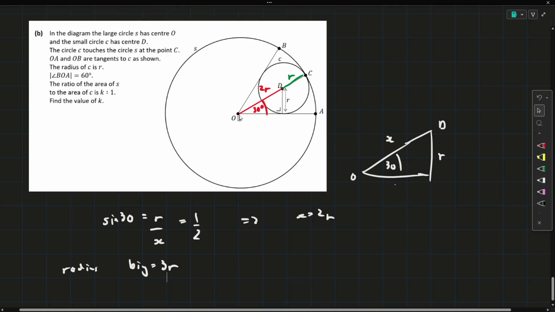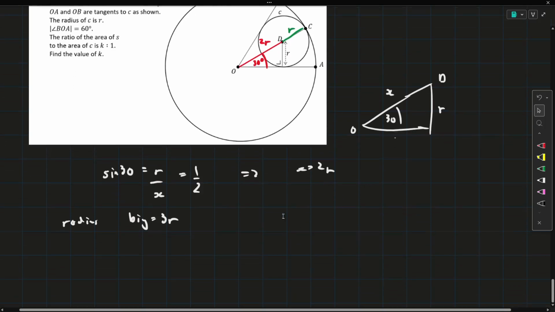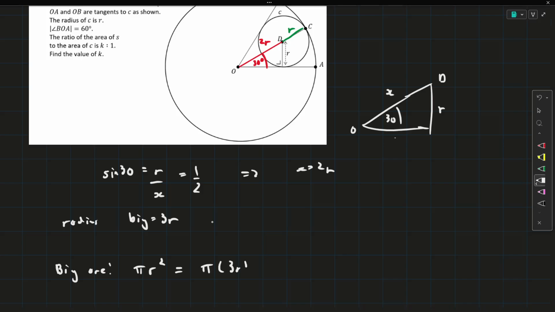And that's the reason we didn't want to use this piece down here, because this piece down here, it's hard to figure out, whereas it was easy up there. So now what we can do is we can just figure out what the areas are. So big area, well, that's going to be pi r squared, which is going to be pi times 3r, the whole thing squared. I should say that this becomes pi 3r squared, so it'll be equal to 9 pi r squared.